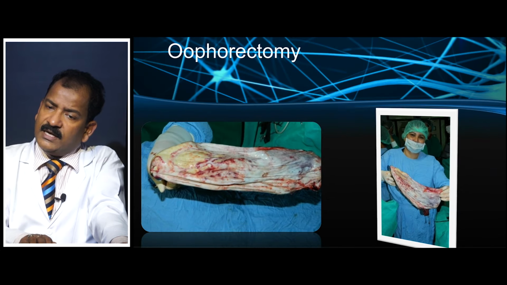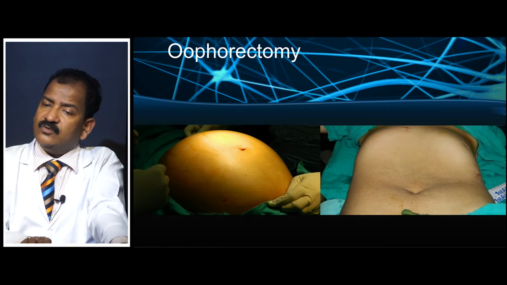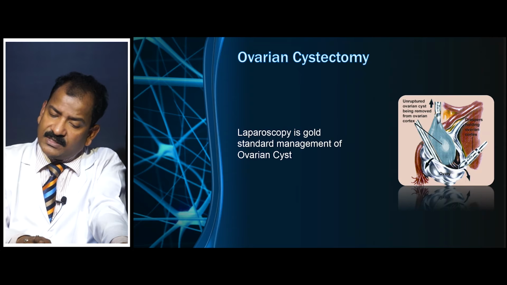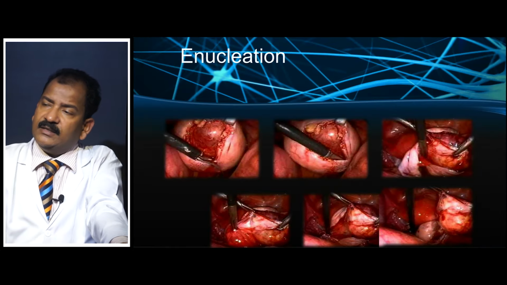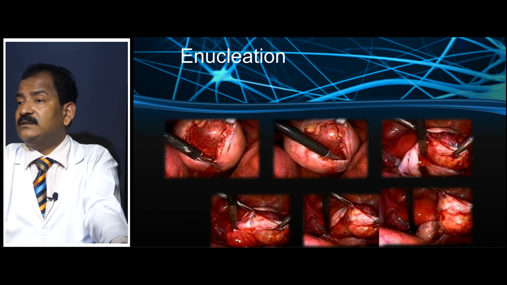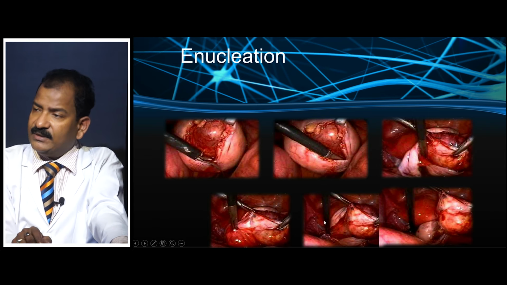Sometimes you may have to do oophorectomy, and sometimes you may have to do ovarian cystectomy. If you want to do ovarian cystectomy, then laparoscopy is very good, but it is impossible to always remove it without rupturing. Here you will continue and again it is ruptured. So spilling can happen, and copious lavage is the answer.